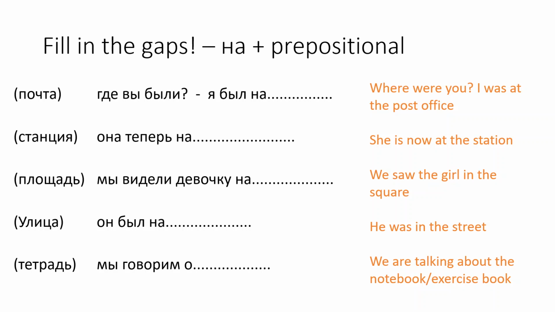You can pause the video, but I'm just going to start going through the answers now. So, где вы были? Where were you? Где вы были? Я был на... just take off the a and add е. Я был на почте. Я был на почте.